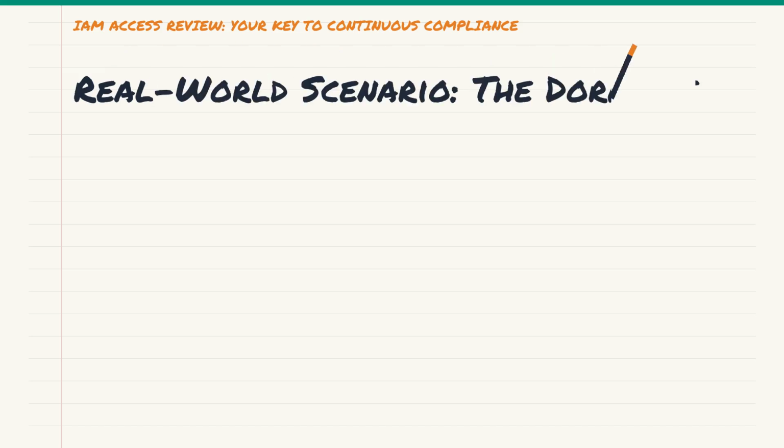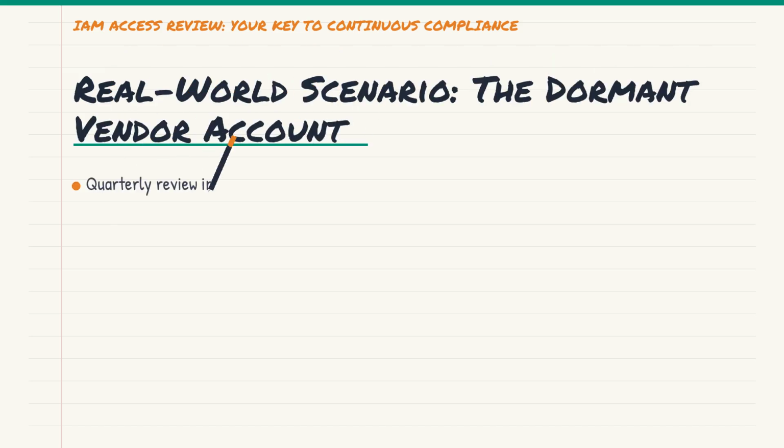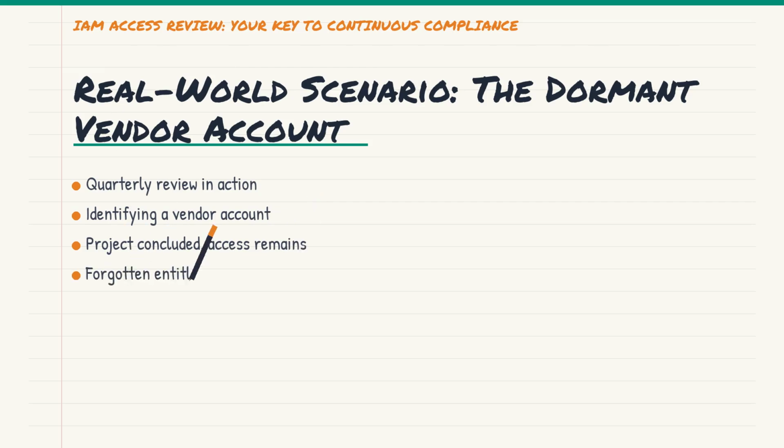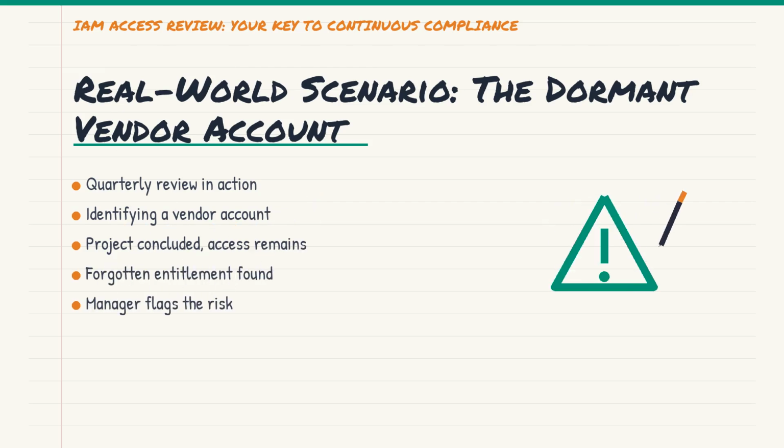Let's paint a picture. It's quarterly access certification time. Our manager, Sarah, is reviewing her team's access. She comes across an account labeled Project Phoenix vendor. Sarah thinks, Project Phoenix ended 6 months ago. Why does this vendor still have access to our internal development environment? This is a classic example of a forgotten entitlement.